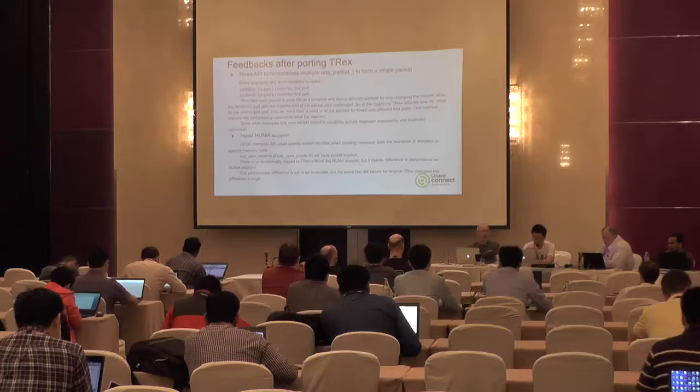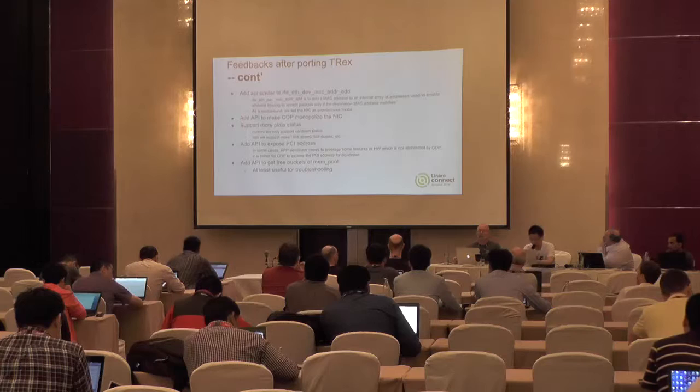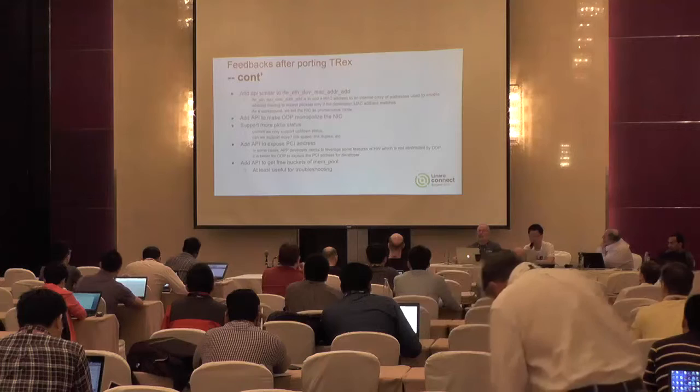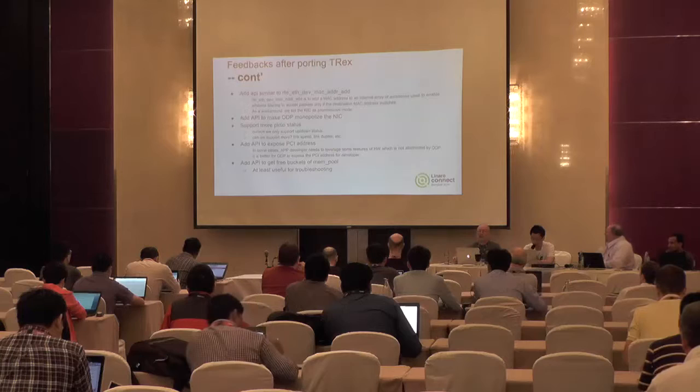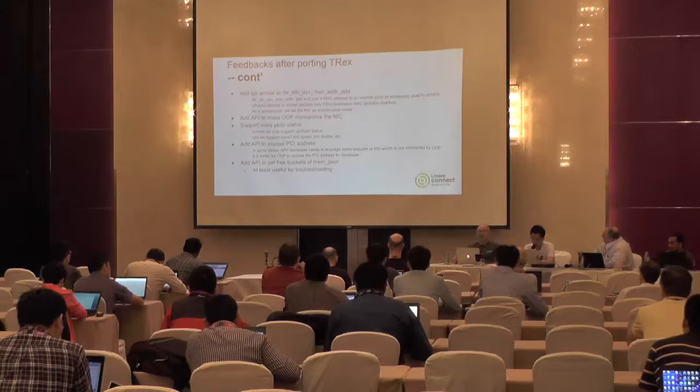Okay, there are a few other feedbacks. Let me go through them quickly. First of all, we'd like to see an API that we can program the NIC with a whitelist to filter based on the MAC address, because we don't want to see any packet which we are not interested in. As a workaround in the current ODP TRex, we just set the NIC in promiscuous mode. We'd like to see an API to make ODP monopolize the NIC.